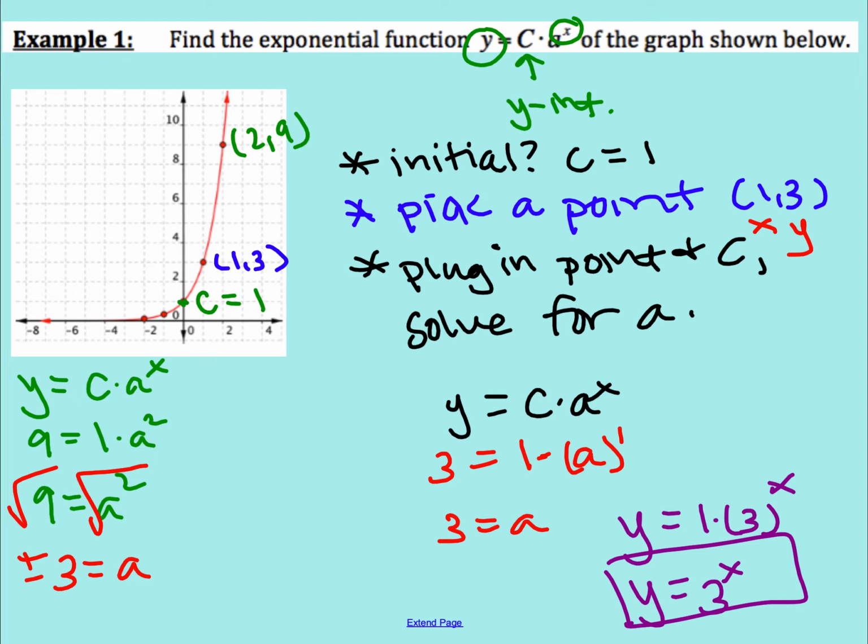We have a growth function, and so it's going to be the positive 3. Also, your a values are typically, not typically, they're 0 and greater. So we only have positive a values, but it's still important to show that you got a plus or minus. Then you'd fill it into our equation, same as before. So I had 1 times 3 to the x, which we would simplify to that answer. Okay, so sometimes you'll have to take a square root. If you had a to the third, you'd have to take a cube root to solve. So that is example 1.